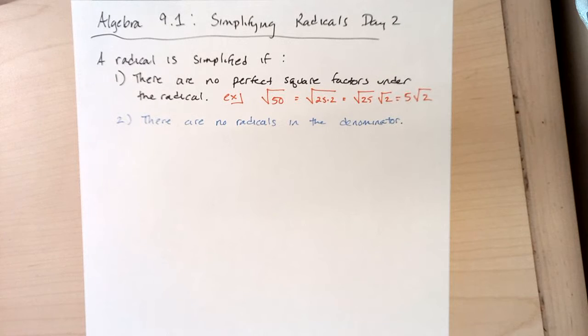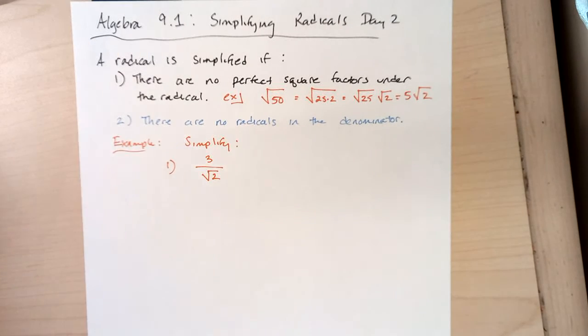Okay, there's a second way that you could determine if a radical is simplified. If there's a radical in the denominator of a fraction, then the radical is not simplified. Somehow you'll need to get the radical out of the denominator, and then we'll take a look at an example of that. So in our example, we want to simplify 3 divided by the square root of 2. That radical is not simplified because there is a radical in the denominator.